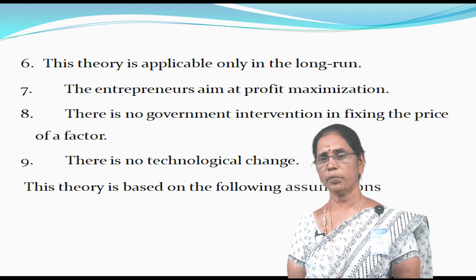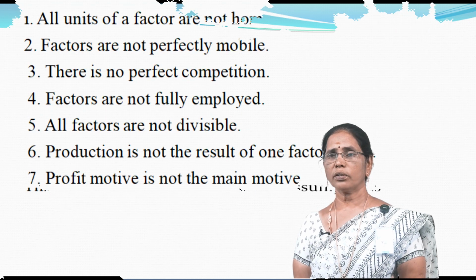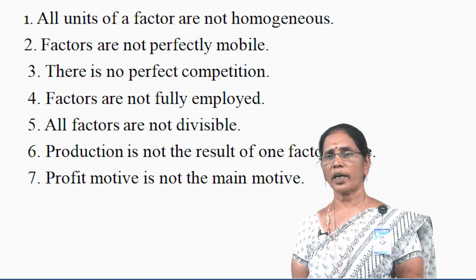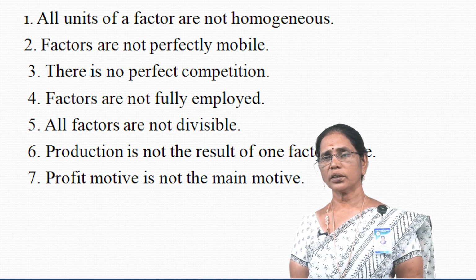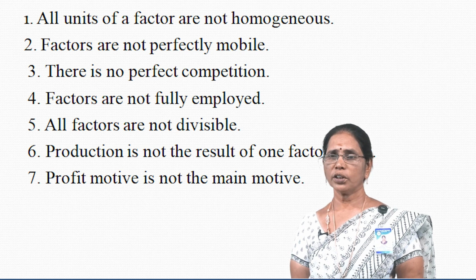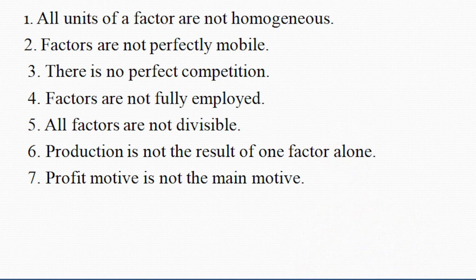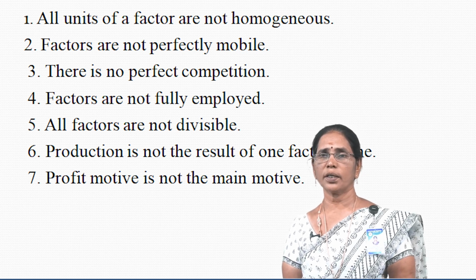This theory is criticized because the following assumptions do not hold. All units of a factor are not homogeneous. Factors are not perfectly mobile. There is no perfect competition. Factors are not fully employed. All factors are not divisible. Production is not the result of one factor alone. Profit motive is not the main motive.